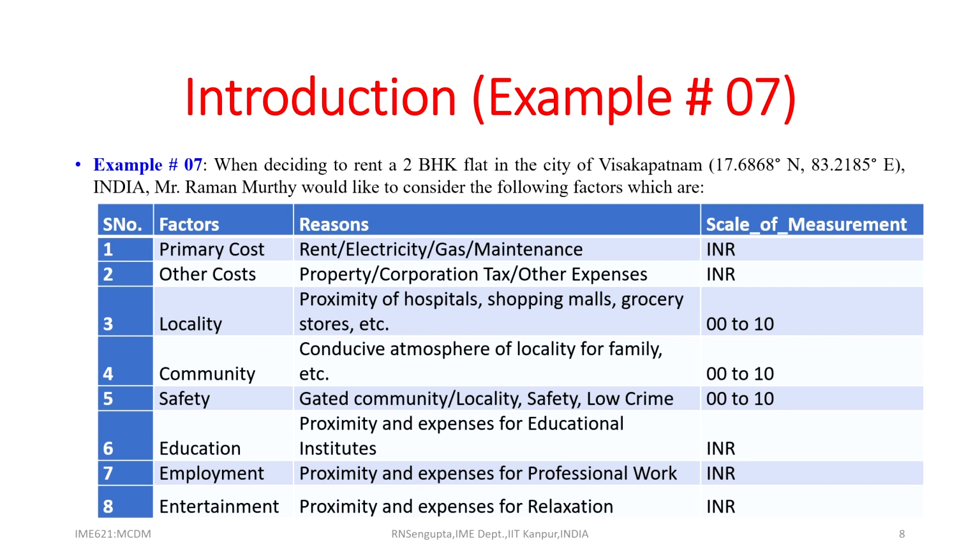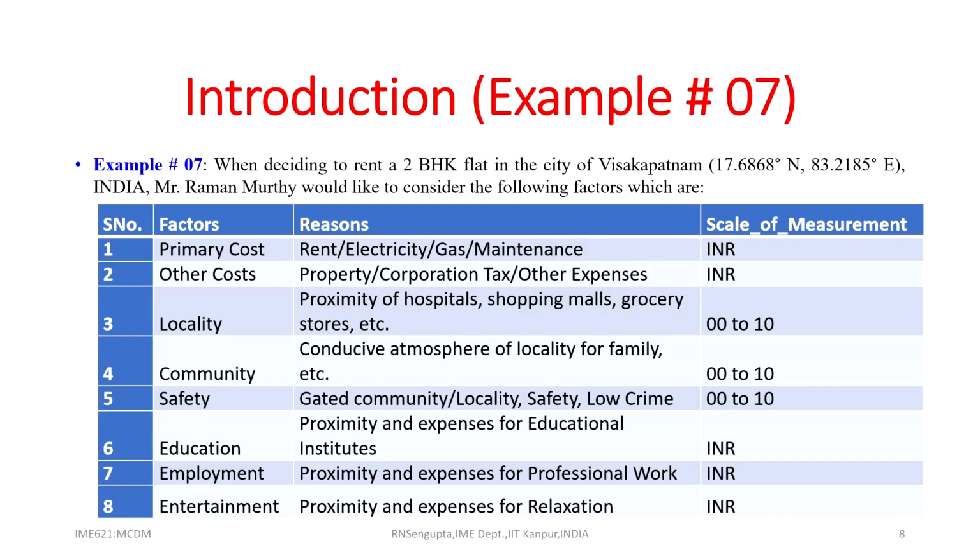Primary cost can be related to rent, electricity, maintenance. Other costs can be property tax, corporate tax, other expenses. Locality will be proximity to hospital, shopping mall, groceries, police station, schools, and so on. Community would be how conducive the locality is, whether they are friends, people of the same age, same societal background, working in the same type of companies. Safety would be whether it is a gated community and whether there is a low crime rate.